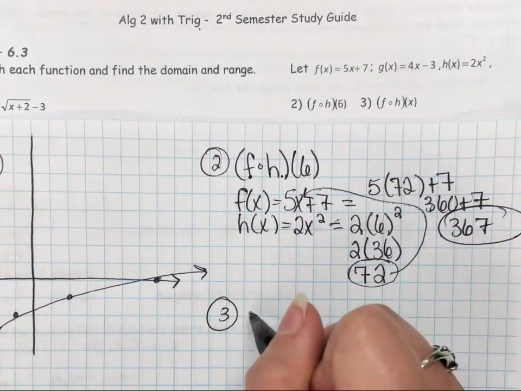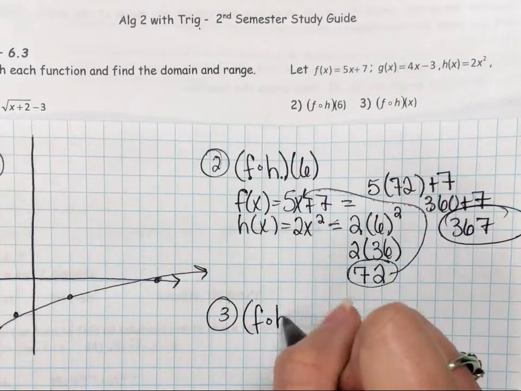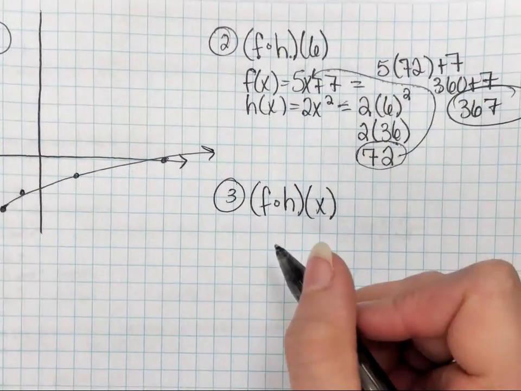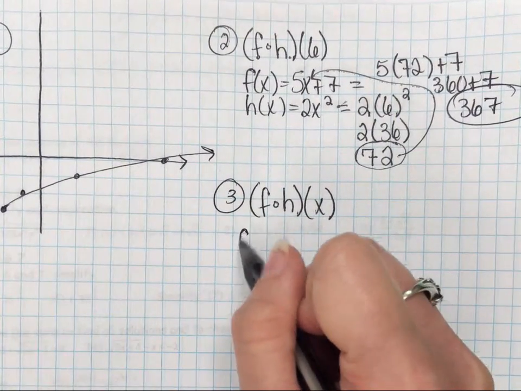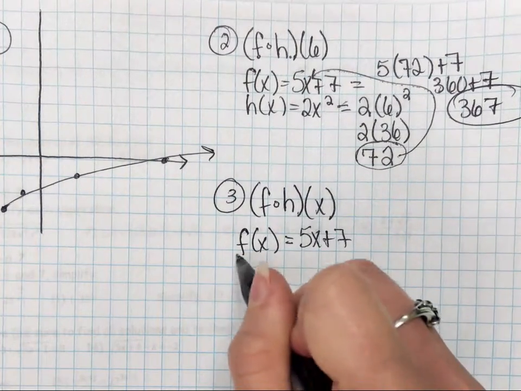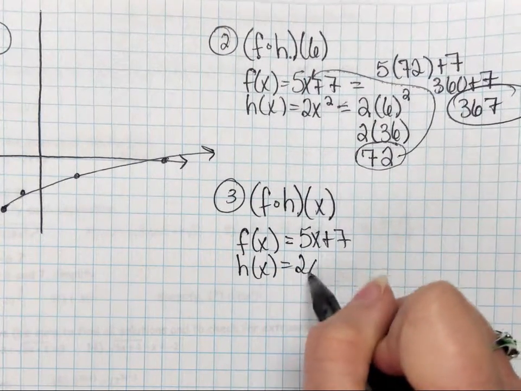All right, so let's look at number 3. Number 3 is the same exact thing, except you're not going to plug in a number. You're going to keep it as x. So we're going to take all of h of x. So what is h of x?